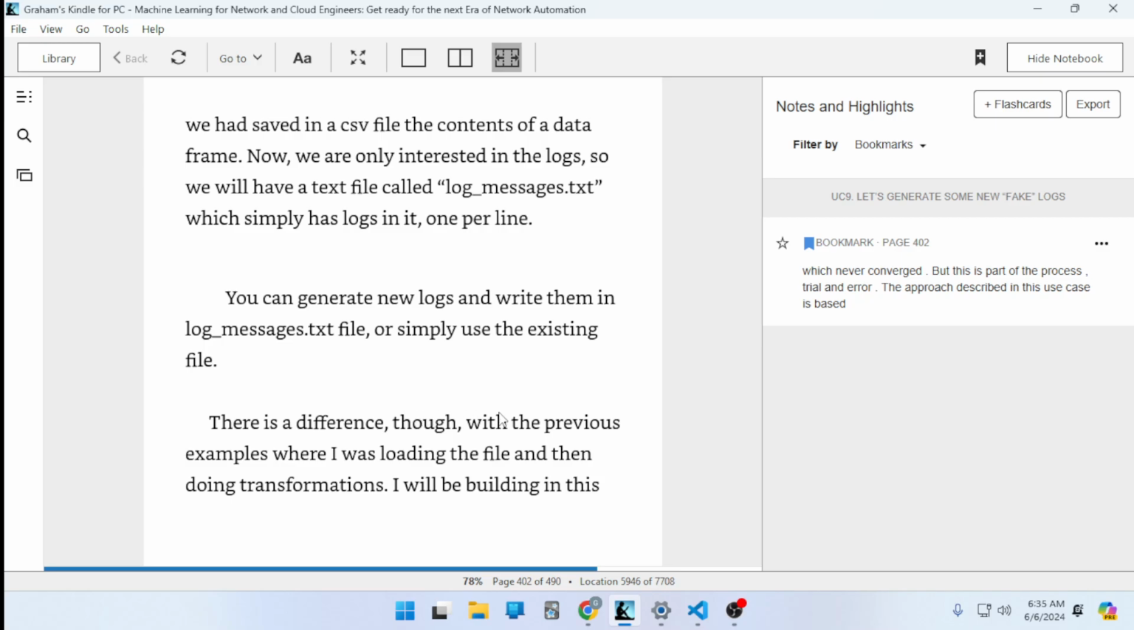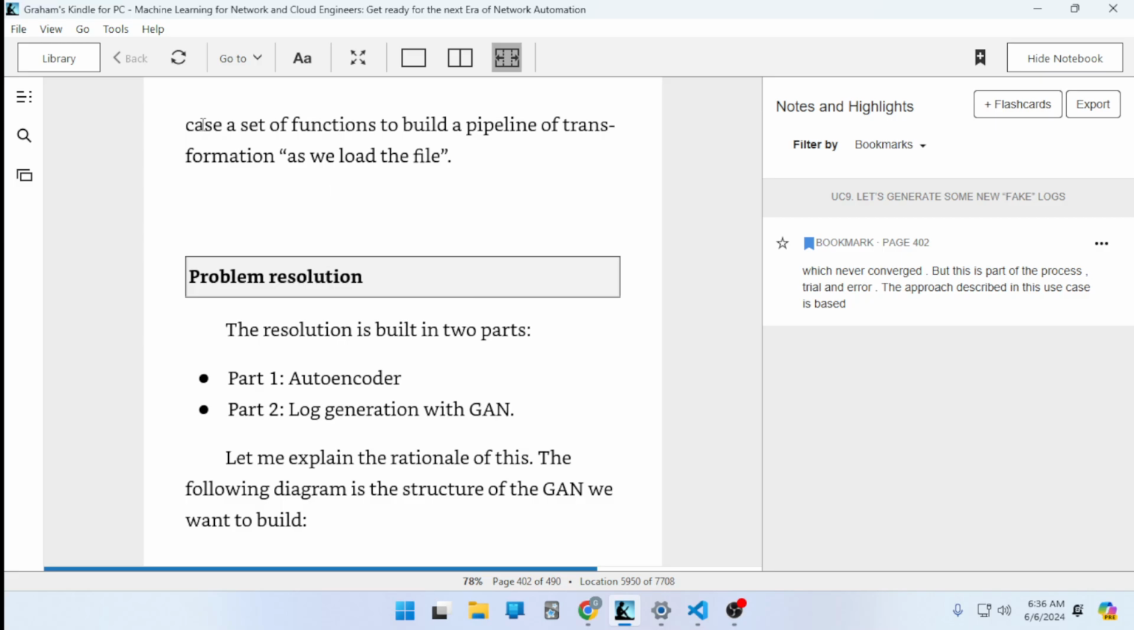There is a difference, though, with the previous examples where I was loading the file and then doing transformations. I will be building, in this case, a set of functions to build a pipeline of transformation as we load the file. Problem resolution. The resolution is built in two parts. Part 1, autoencoder. Part 2, log generation with GAN, Generative Adversarial Network. Let me explain the rationale of this. The following diagram is the structure of GAN we want to build.